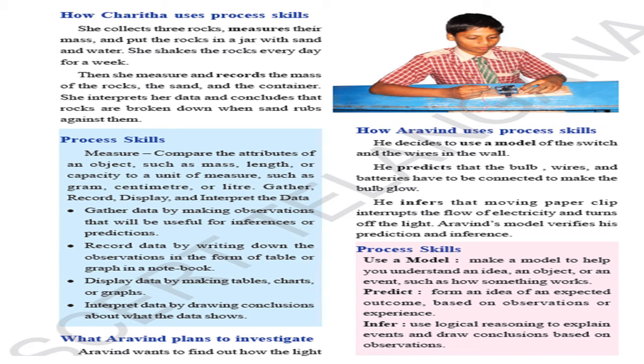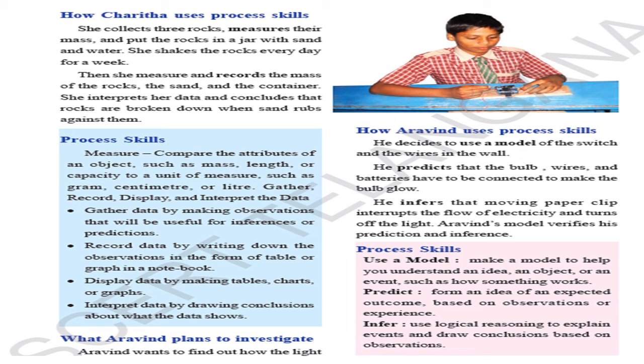He decides to use a model of the switch and the wires in the wall. He predicts that the bulb, wires, and batteries have to be connected to make the bulb glow. This is in 5th or 6th also, I think, isn't it? Bulb experiment. Conductor, semiconductor. He infers that moving the paper clip interrupts the flow of electricity and turns off the light. Arvind's model verifies his prediction and inference.